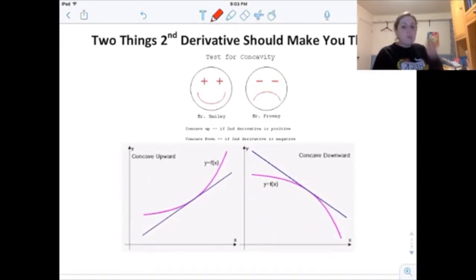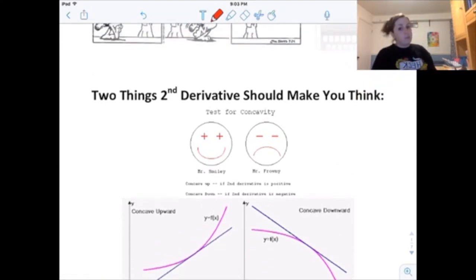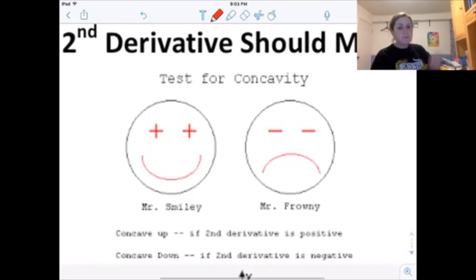All right. So two things that the second derivative should make you think about. Whenever you see a second derivative, you should first of all be thinking about concavity. If the second derivative of a function is positive, that means that function is concave up. If the second derivative is negative, that means that function is concave down on that particular interval.